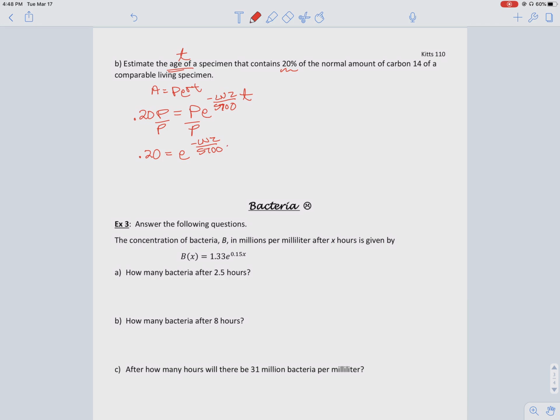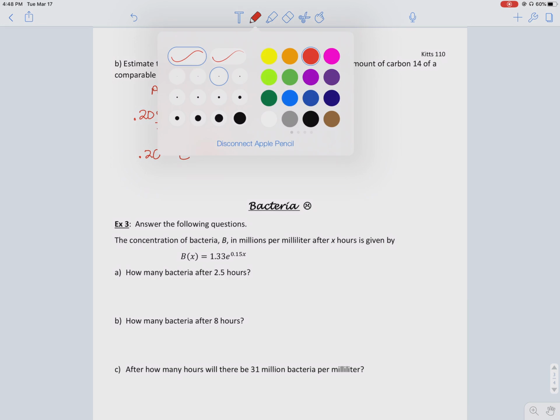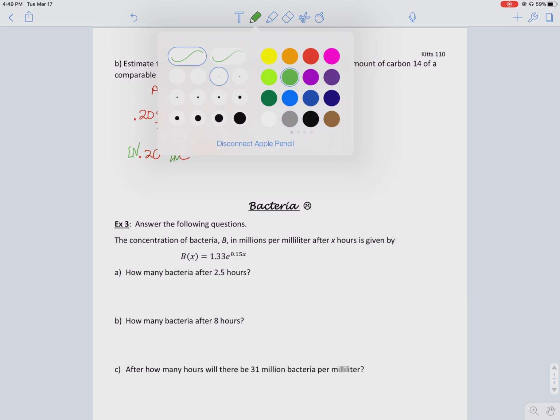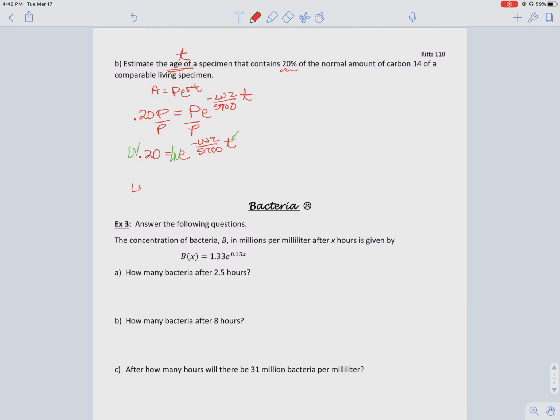Now, if I'm doing the exact same problem twice, don't you think it might be on a test? It might be on a test. Anyway, we need to get rid of that E. We want to get this t down because it's up in the exponent. So we're going to take the natural log of both sides. So we're going to have the natural log of 0.20, and then that's going to cancel because the bases are the same, they cancel. Minus the ln of 2 over 5,700, times t.